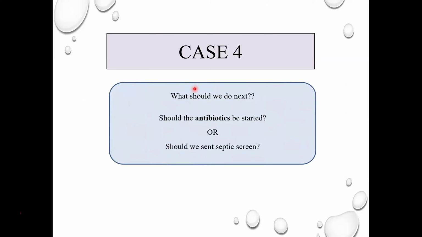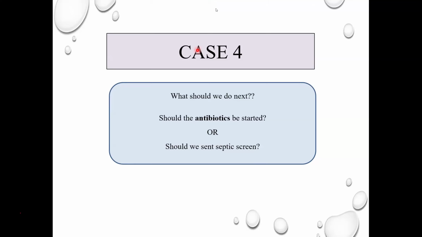So what should we do next? Should we start antibiotics? Should we send a sepsis screen and wait? So what should we do first? Should we wait, or start antibiotics after sending culture and sepsis screen? Yes, you can type in your answers. Baby coming from home with fever.